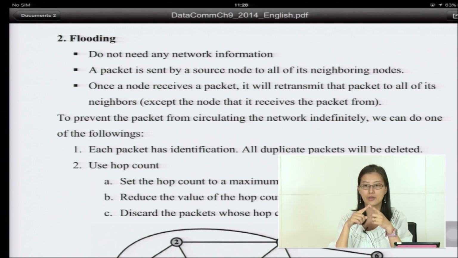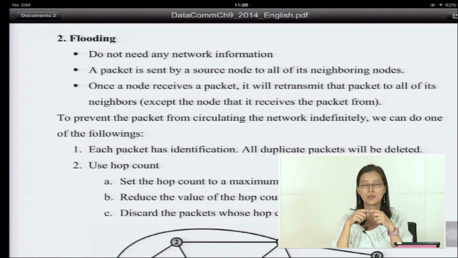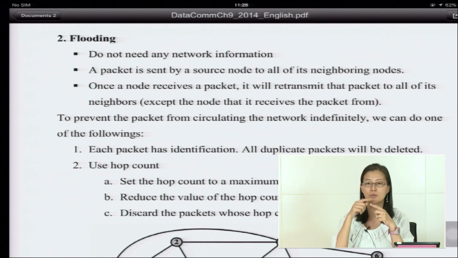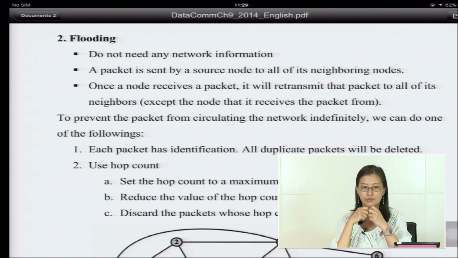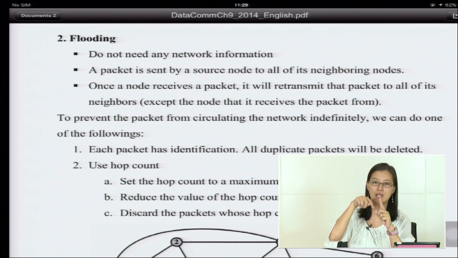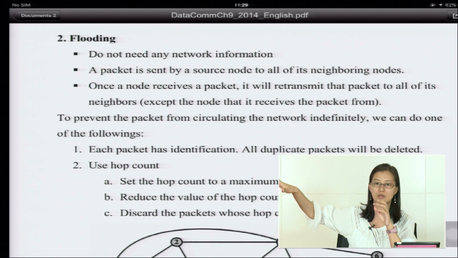For flooding, a packet is sent by a source node to all of the neighboring nodes that are connected to the source node. Then when a node receives the packet, it will retransmit it: it makes a copy and transmits to all of its neighbors, except the node that it received from. So one packet will be copied many times inside the network. It seems the number of packets will increase more and more, and it may circle the network indefinitely.